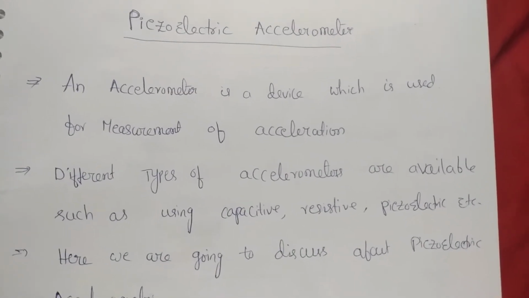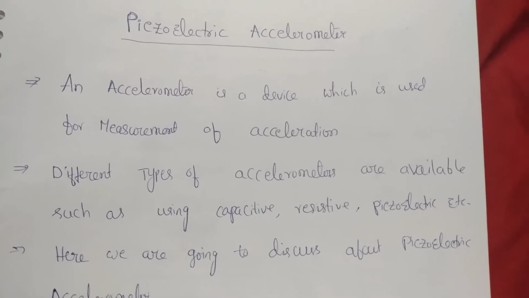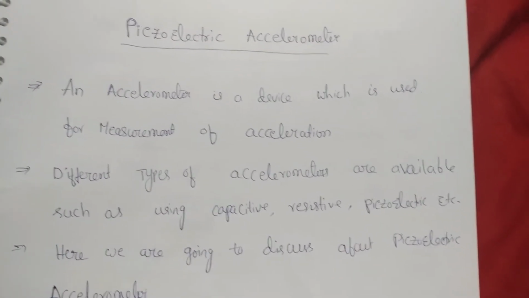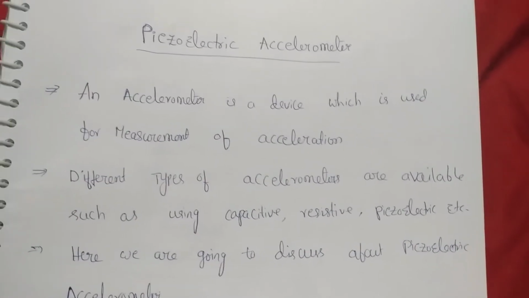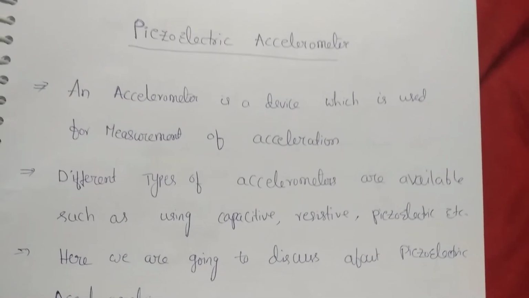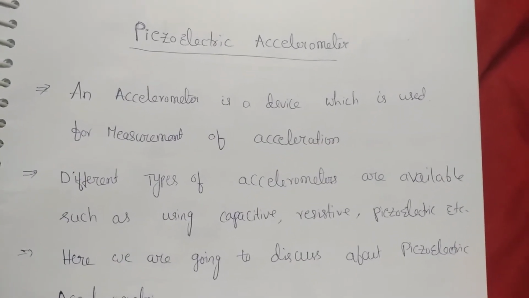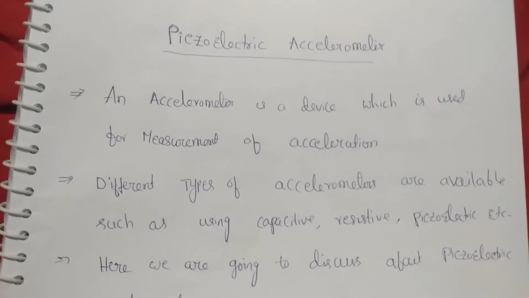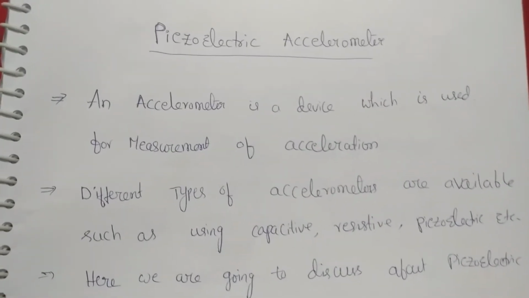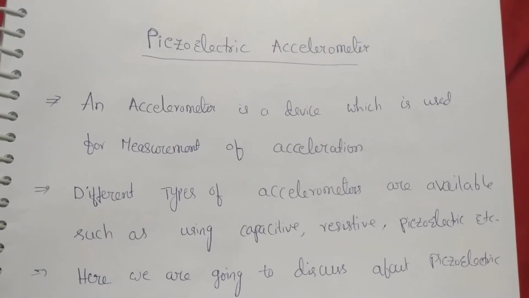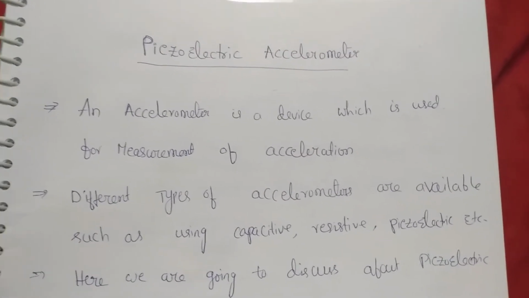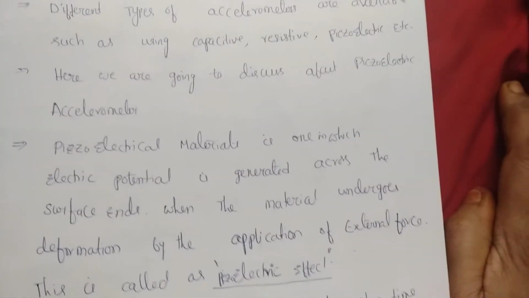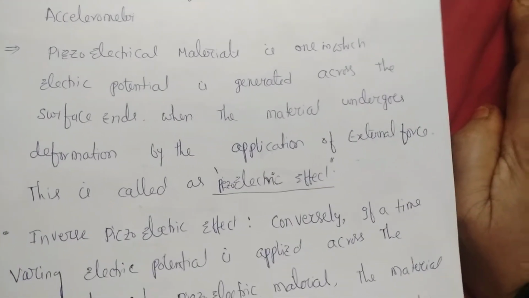Different types of accelerometers are available, such as those using capacitive property, resistive property or piezoelectric property. Out of these, the most commonly used and very important one among active transducers is the piezoelectric transducer. So here we are going to discuss the piezoelectric accelerometer.